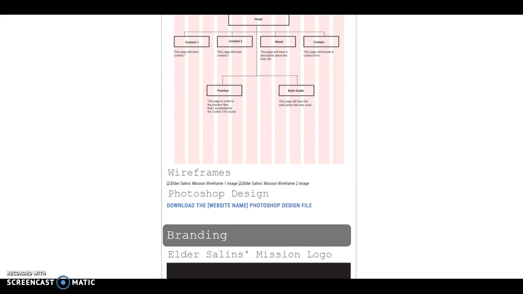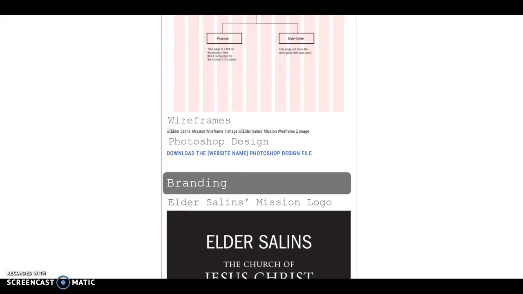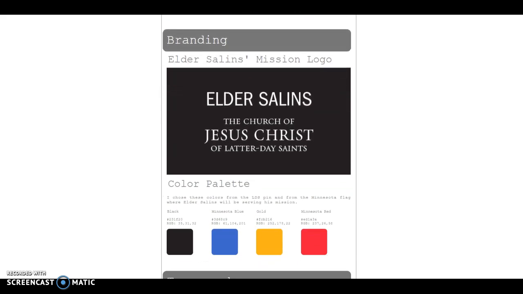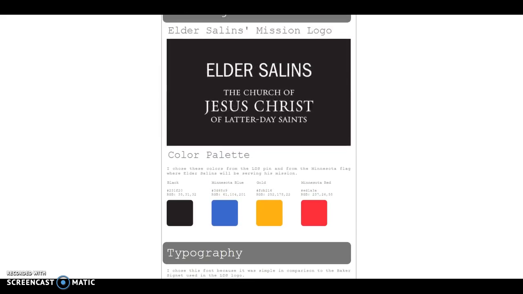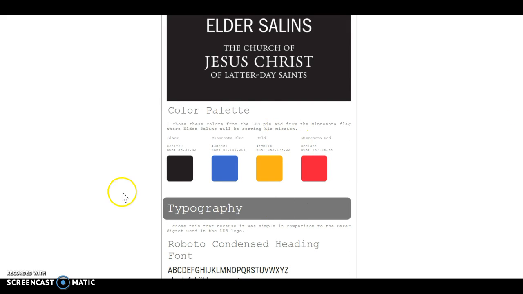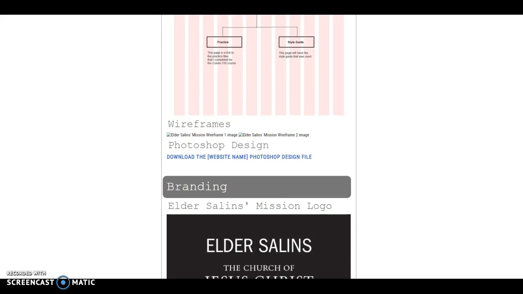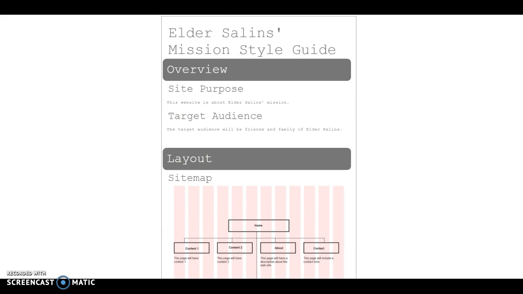So my main purpose was, like I said, it's about my son's mission. The main design decisions were, I chose the color palette of the Minnesota flag, and I chose simplicity because I'm very new to this, so I didn't want it to be overly complicated for me.